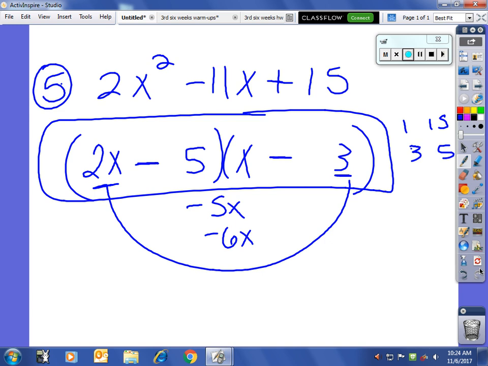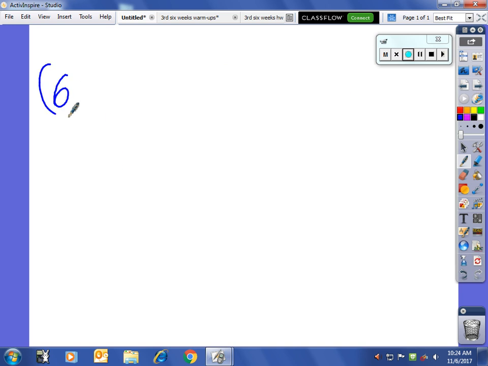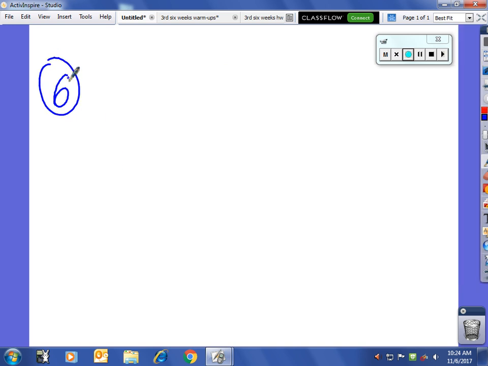All right, now look at this one. Number 6. 6x squared plus 7x minus 5. Why is this one even trickier? Because the beginning is a 6. 6 could be more than one possibility. It could be 6x and 1x, or it could be 2x and 3x.